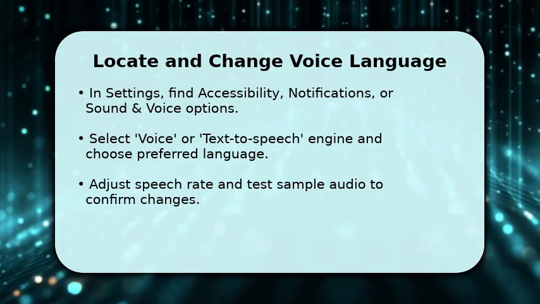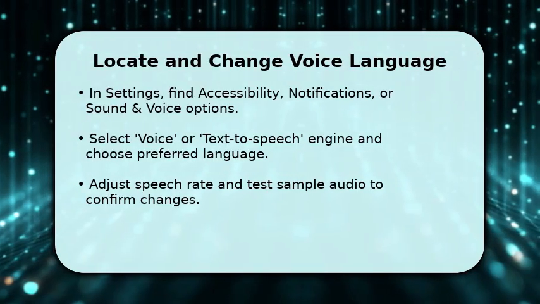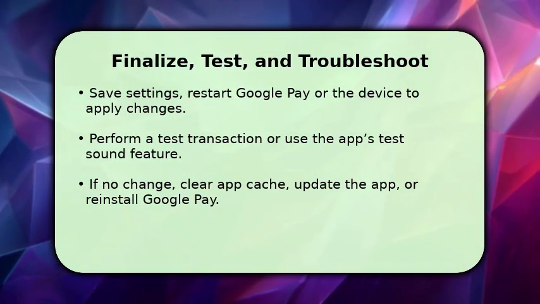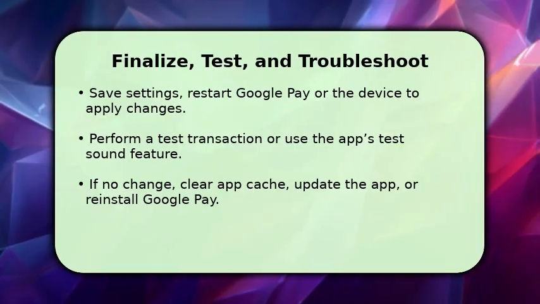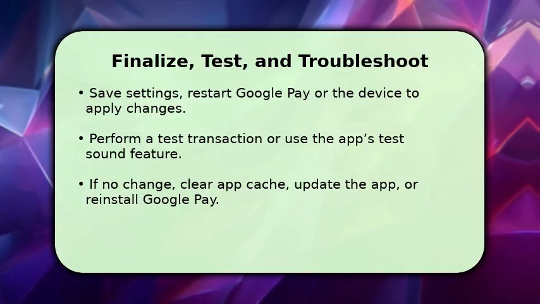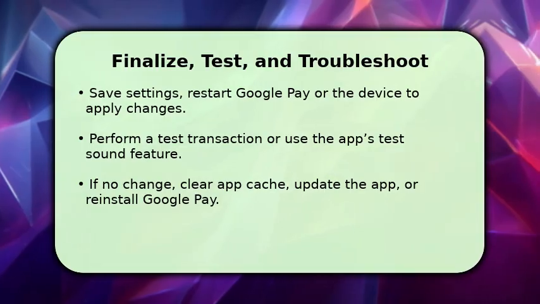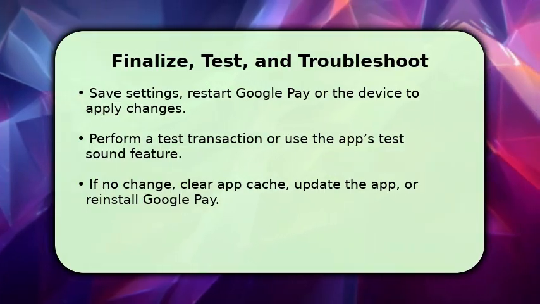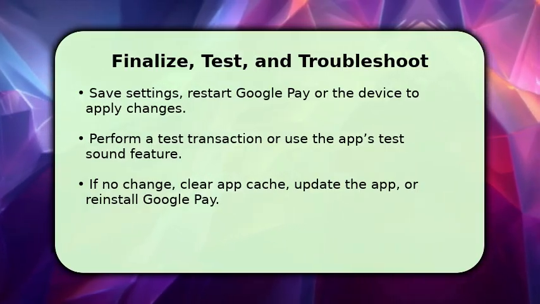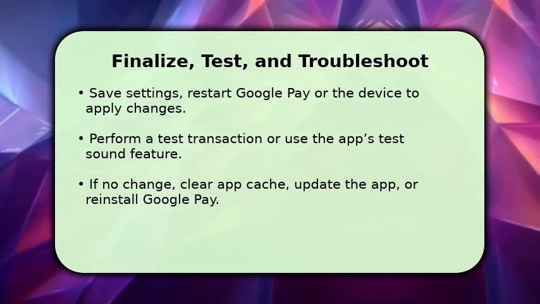You should adjust speech rate for clarity and play the sample audio to verify the sound box will speak in the language you selected. Finish by saving changes and then restarting the Google Pay app. If the language still doesn't update, reboot the device to ensure system TTS reloads. You should perform a test transaction or use the app's test sound option to confirm the sound box speaks the new language. If problems persist, make sure the TTS engine is updated, clear Google Pay cache, or reinstall the app.